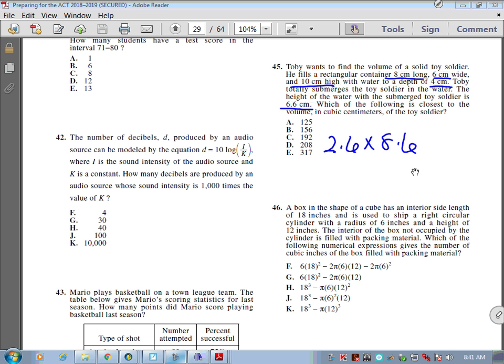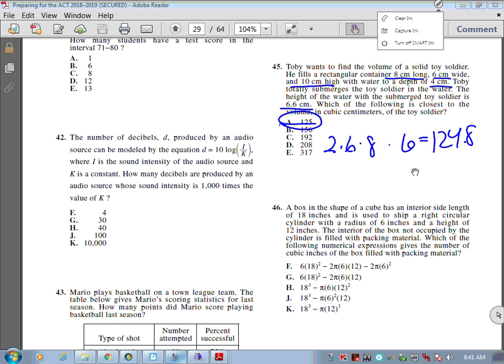So we could just do 2.6 times 8 times 6. I shouldn't mix my multiplication symbols there, but 2.6 times 8 times 6, and I should get 124.8, which is going to be closest to 125. Then what did we say, 46? Let's see, 45, was that yours? Did that make sense to you?